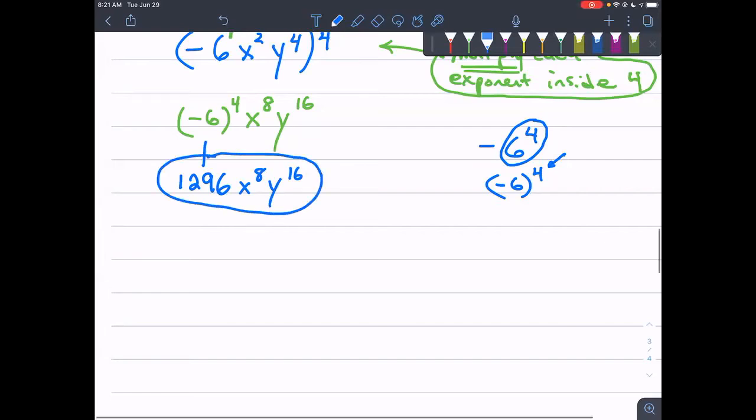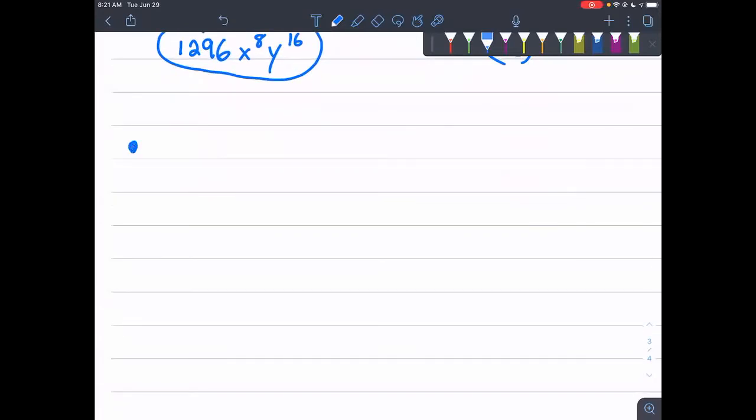Okay, so that's it for that section. Dividing powers.